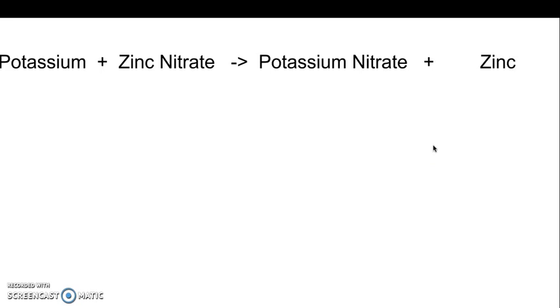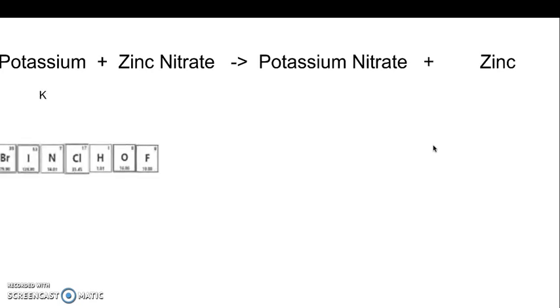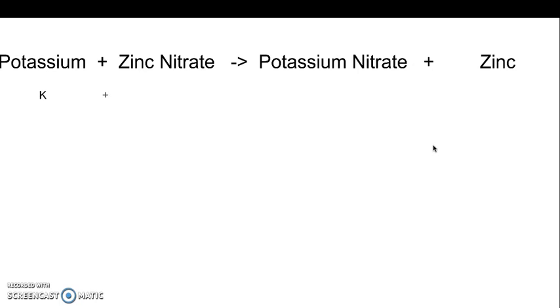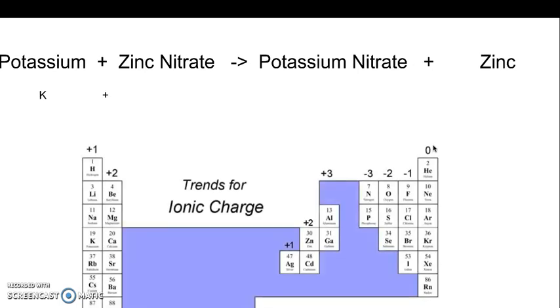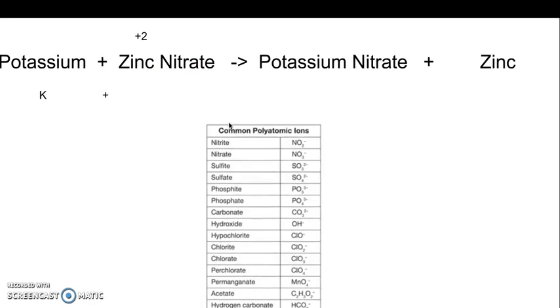Last example. We've got potassium plus zinc nitrate gives us potassium nitrate plus zinc. So potassium is K. It is not a Brinkelhoff, so we'll leave it there. And we've got zinc nitrate here. Zinc nitrate is an ionic compound, which means it's got a metal and a nonmetal. So zinc is plus 2. Nitrate, it's not nitride, so we cannot use nitrogen. We would have to look at our polyatomic ions. Nitrate here is NO3 minus, so it has a charge of -1.